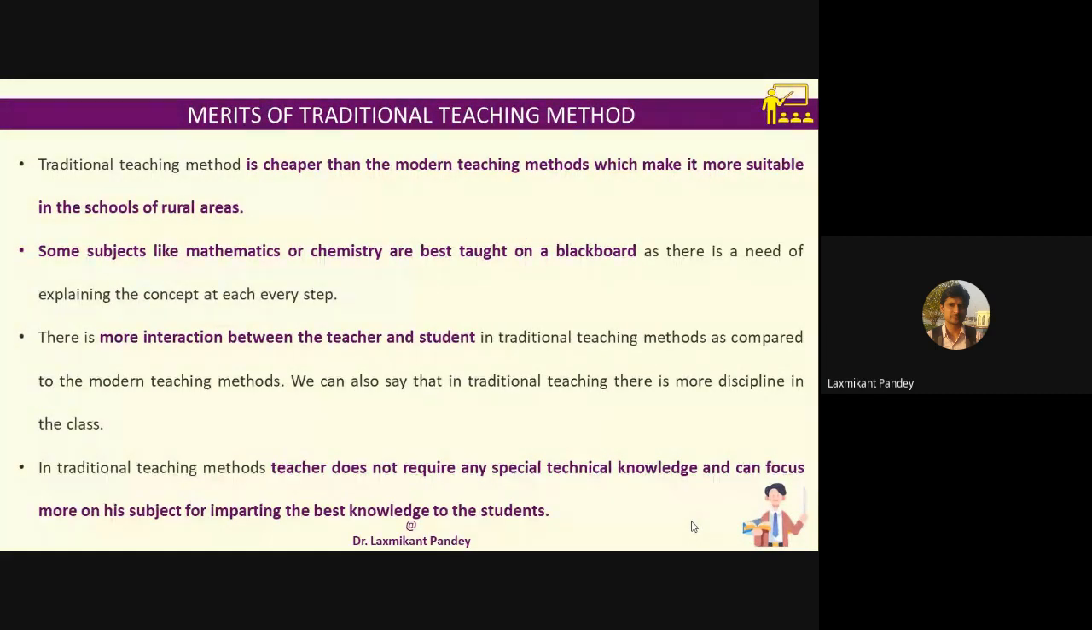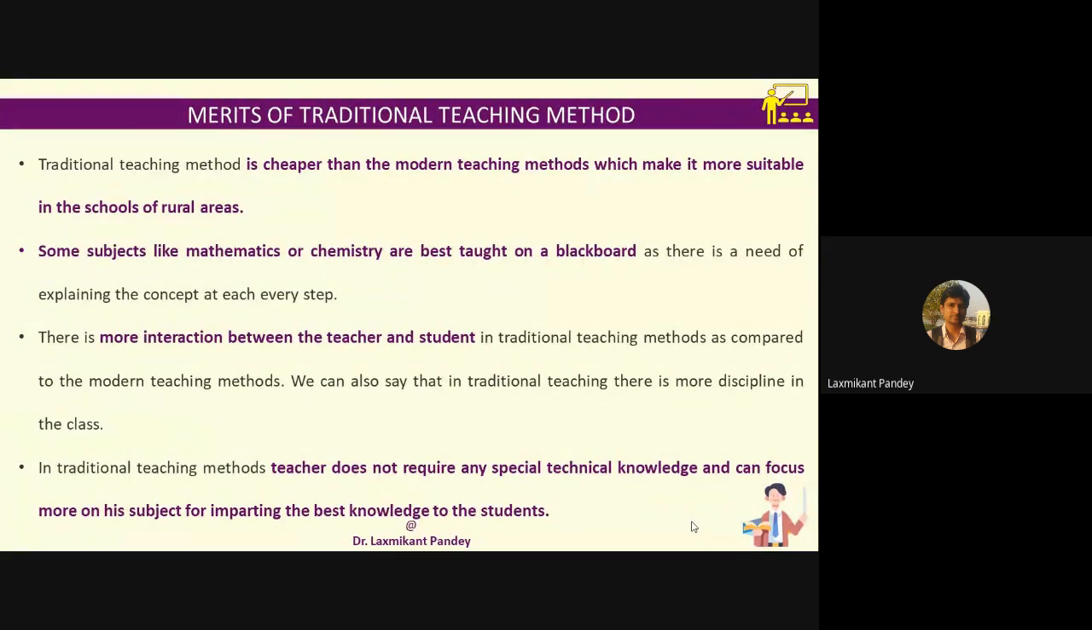Now, if you look at the merits of the traditional teaching methods, the first merit is that it is much cheaper than the modern teaching methods. If you look at the modern teaching methods, different types of gadgets are involved, like a PowerPoint presentation, like we are using the laptop, we are talking about the smart classrooms. So it's a very costly business.